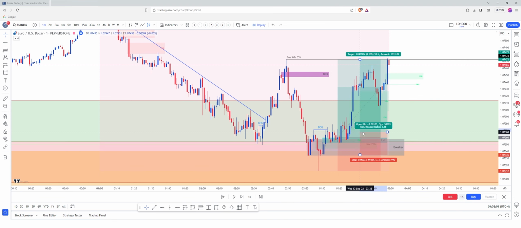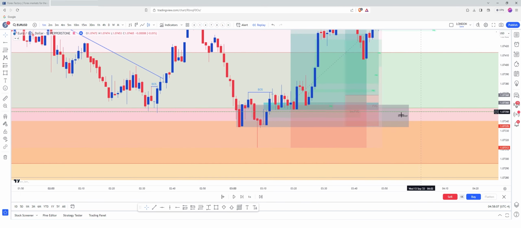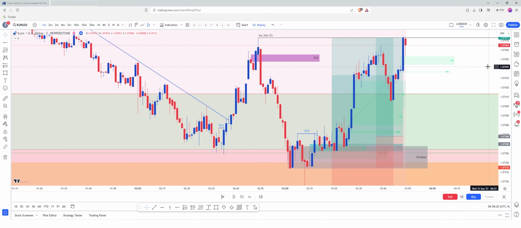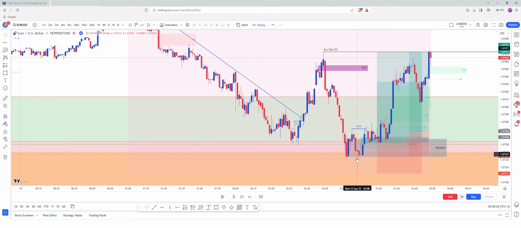So you got a potential 2.8 or 2.3 depending on which entry you took. I would probably suggest, in all fairness, this second entry was the better entry. Seeing that displacement candle, that big bullish displacement candle, then a pullback into the range would make sense. Either way, great opportunity.